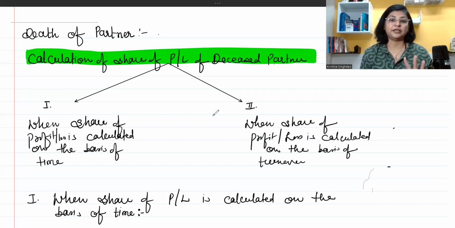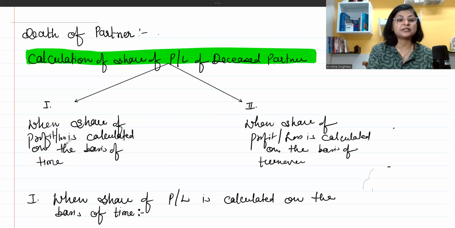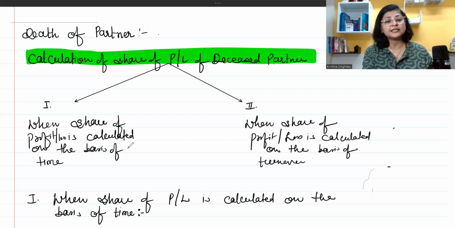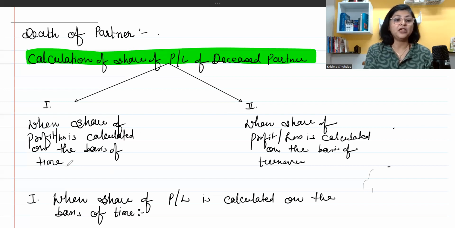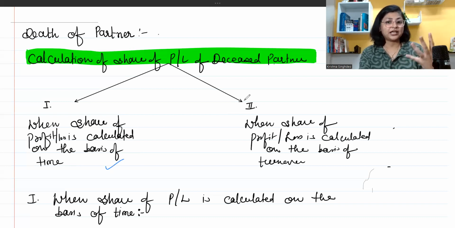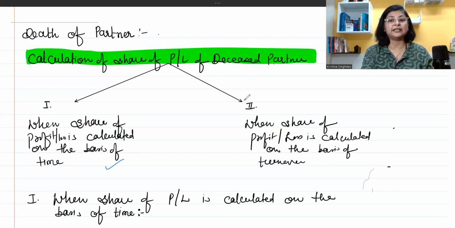So there are two kinds of cases for this. Case number one is when the share of profit is calculated on the basis of time. In this case, what happens? The deceased partner's share of profit will be given, but the share will not be given to you directly. They will say that the share of profit of the partner is on the basis of previous year's profit. On the basis of previous year's profit means what?